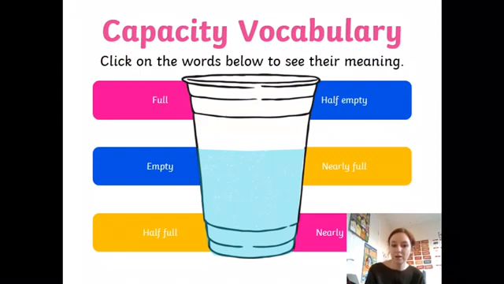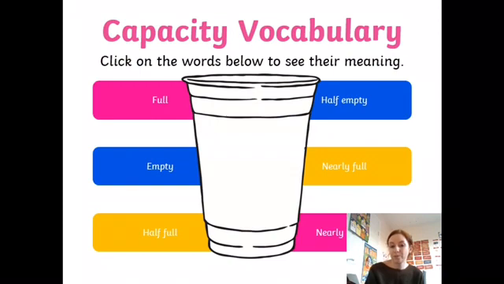Did you notice anything about half full? Look at this. Half full and half empty. It's just the same, boys and girls. If something's half full or half empty, it's the same. It just depends on what you say. You might choose to say a cup is half full. You might choose to say it's half empty.